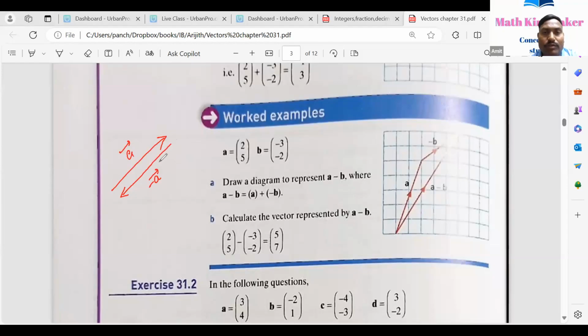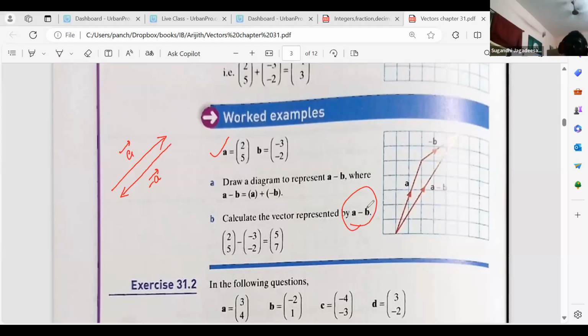Now do this question. A is 2, 5, B is -3, -2. Calculate the vector represented by A minus B. So that is 2, 5 minus -3, -2. The minus sign will be changed if I open this bracket, so that will be plus. So 2 plus 3 is 5, 5 plus 2 is 7.